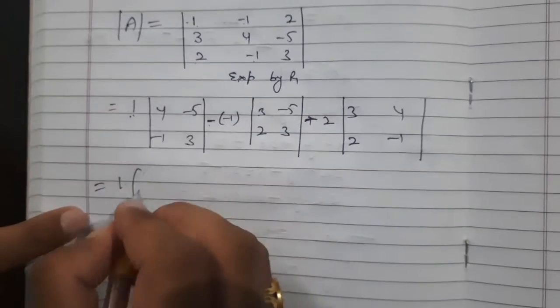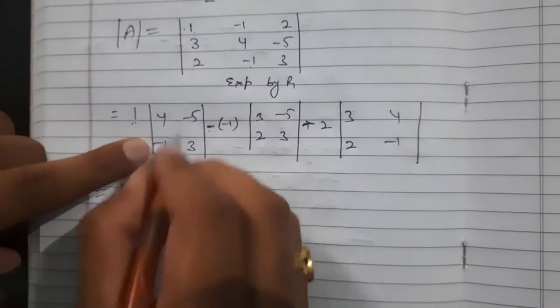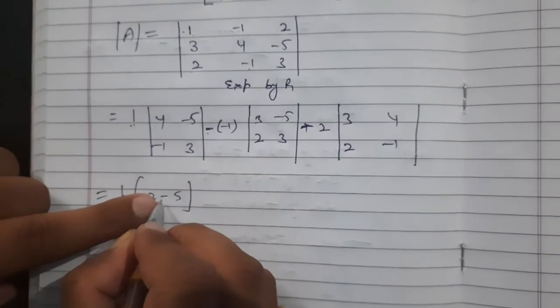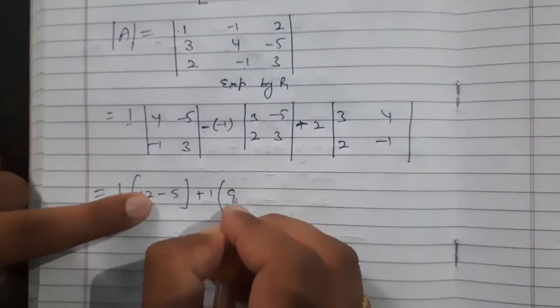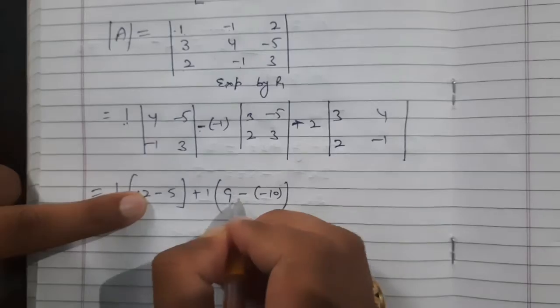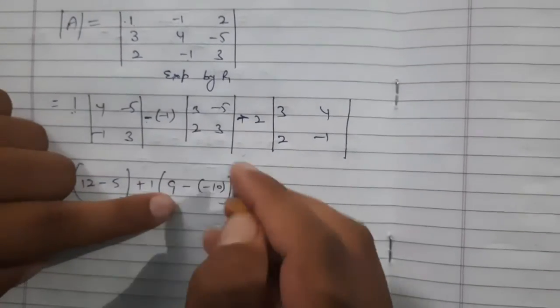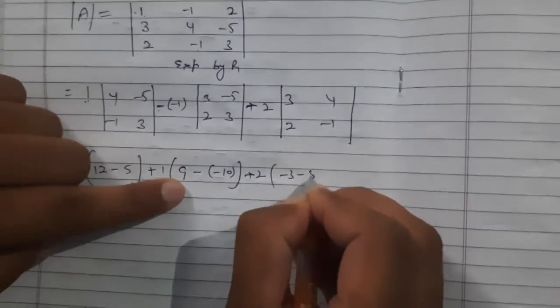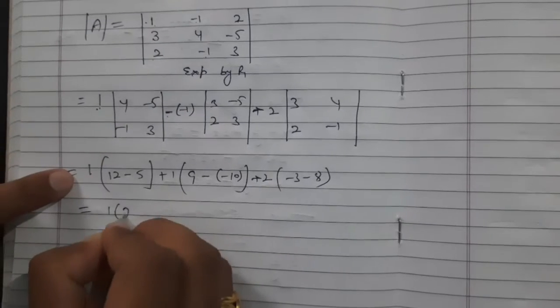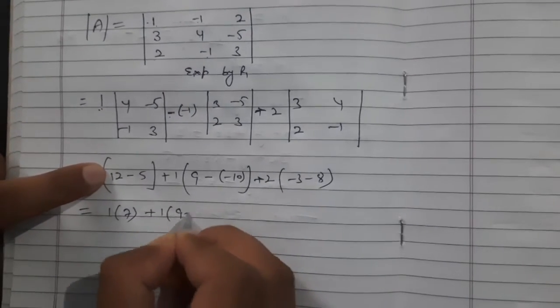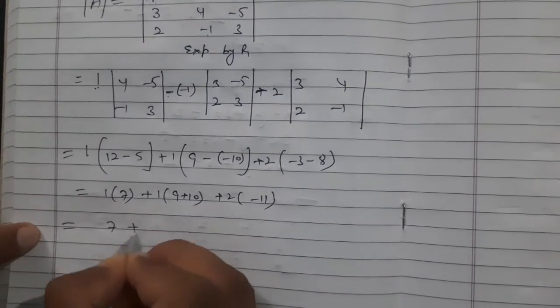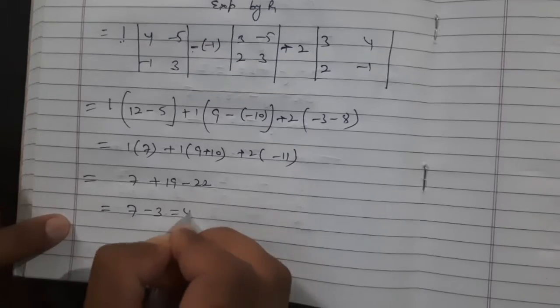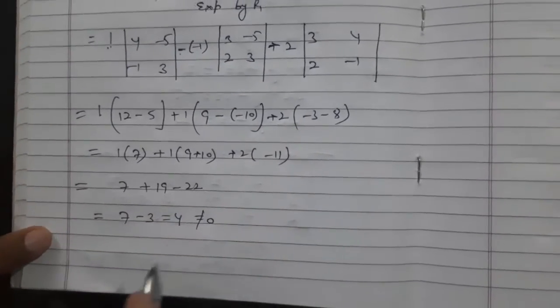Let's solve it. 4 times 3 is 12, minus 5, and the 5 is positive. Minus is from the formula, plus 1 times 3 is 9, minus 10. The minus is of the formula, and this is from the calculation. So 2 times minus 3, minus 8. Here 1 times 7, plus 1 times 9 plus 10, plus 2 times minus 11. 7 plus 19, minus 22. 7 minus 3, I think, is 4, that is not equal to 0.